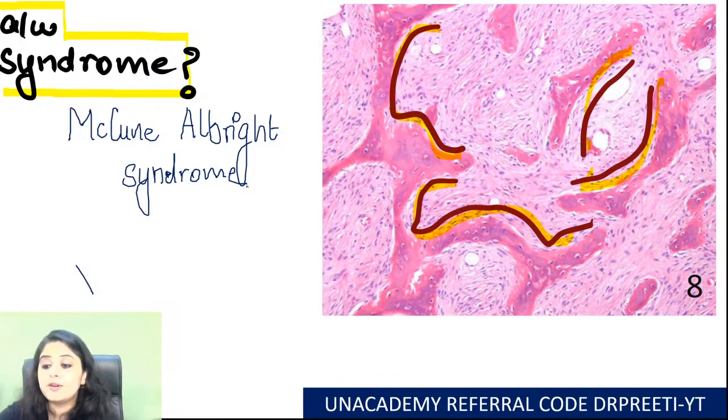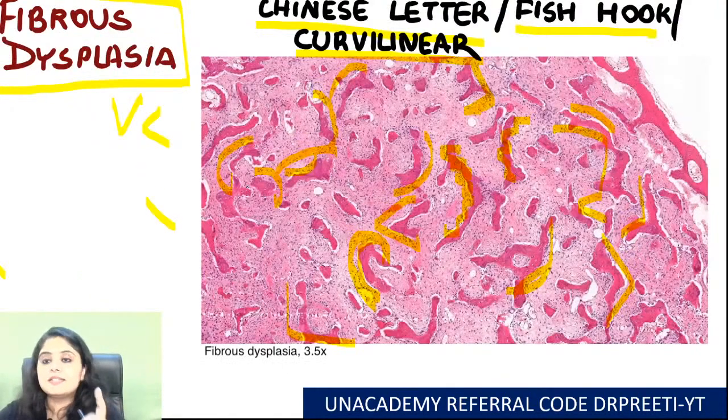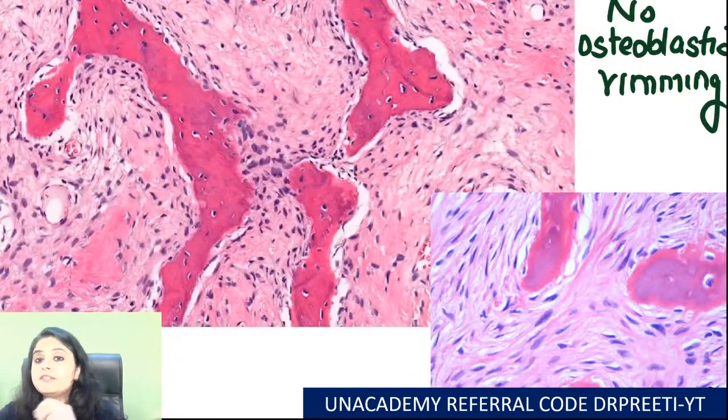Okay, the story is not over. One most important feature I still have to show you. So you've learned that Chinese letter pattern, fish hook, curvilinear. You know all of that. Now I'm going to zoom in further.